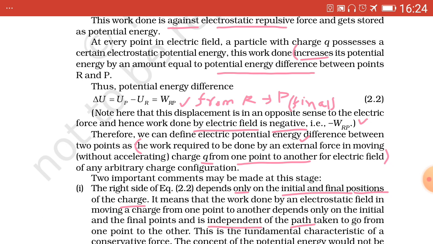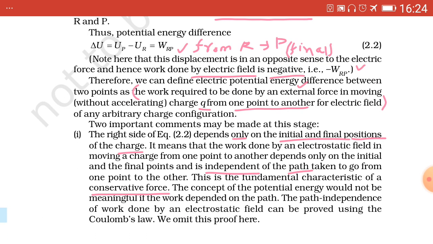From this discussion, we define electric potential energy difference. How is potential energy difference defined? It is defined as the work required to be done by an external force in moving charge small q from one point to another in the electric field, in any electric field.